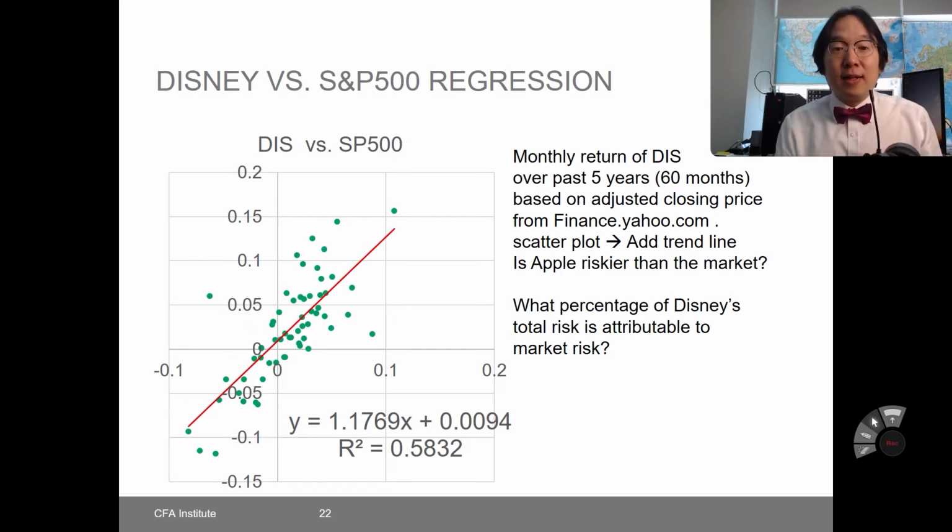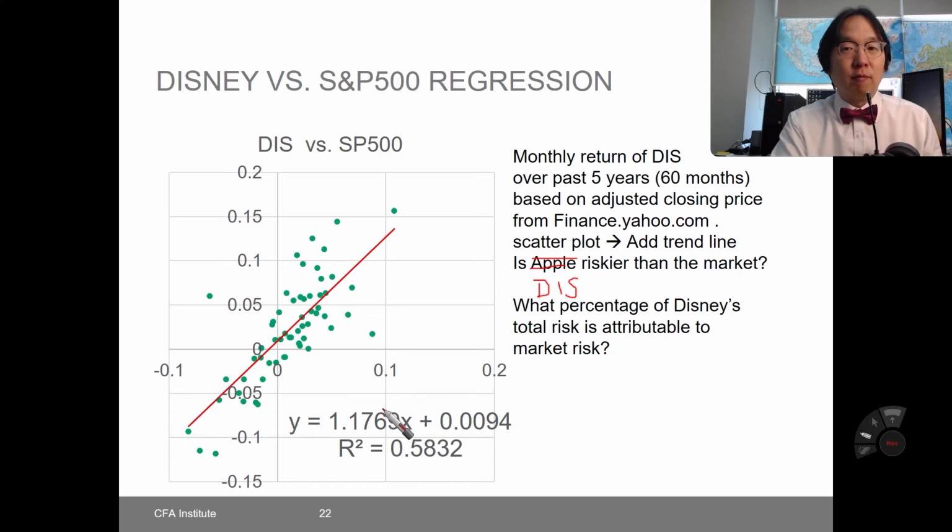Now, is Apple riskier? Wait. Is Disney? Wait a minute. Okay. Is Disney? I should have said this one. Sorry. DIS. Disney. Riskier than the market or not? Based on this regression result?